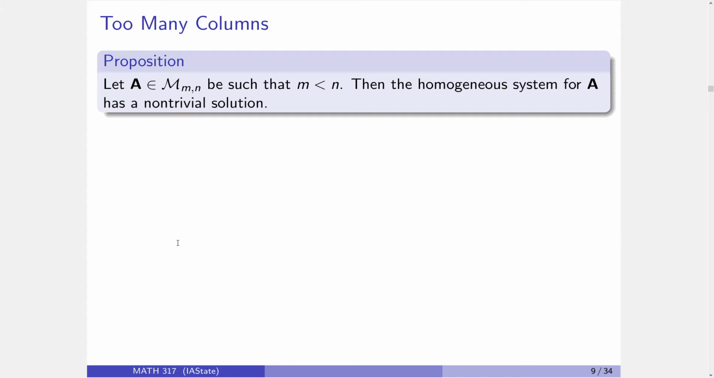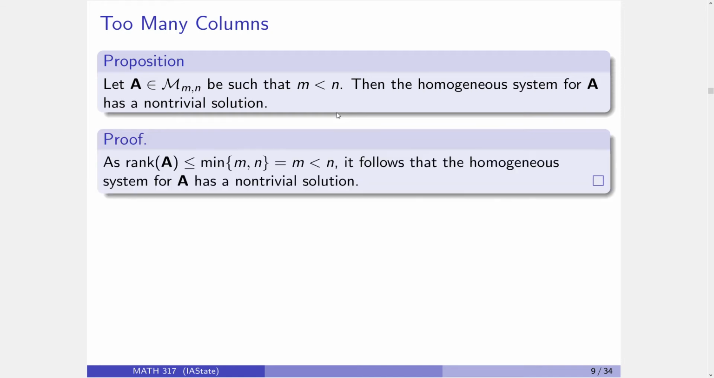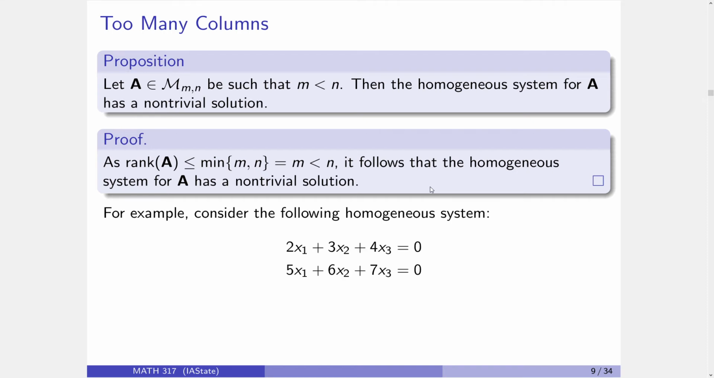So we've now proven that unique solutions happen for the homogeneous system precisely when the rank is full. And equipped with that, we can now prove something really nice. Let's say we have a matrix where the number of rows is less than the number of columns. Then the homogeneous system has non-trivial solutions. Remember, the rank does not exceed the minimum of the rows and the columns. So if the rows are less than the columns, that means the rank is less than n, so the rank cannot be full, which means that the homogeneous system has non-trivial solutions.